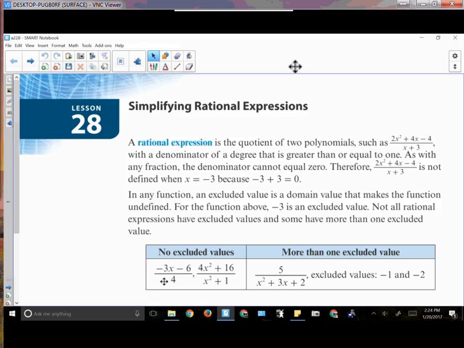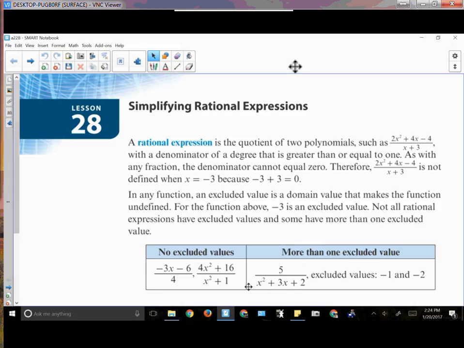So if I look at these two that are down here in the box, I got negative 3x minus 6 over 4. Perfectly legal. No problems. 4x squared plus 16 over x squared plus 1. Perfectly legal. No problems. I can put any number into those that I want. You got to remember that if I got x squared, I put a negative in there, it becomes positive. I put a positive in there, it stays positive. I put 0 in there, well, 0 plus 1 isn't 0.